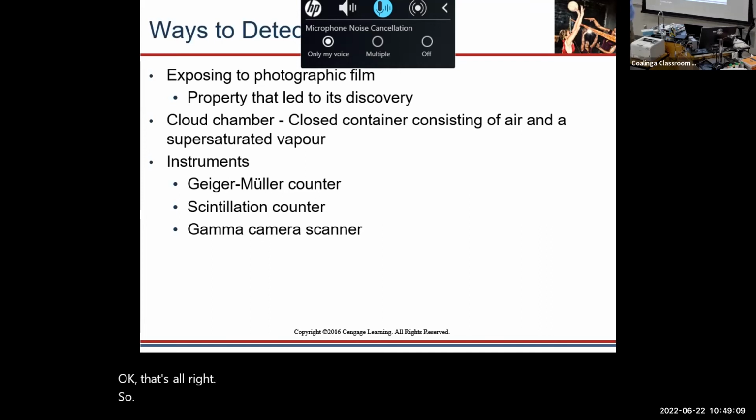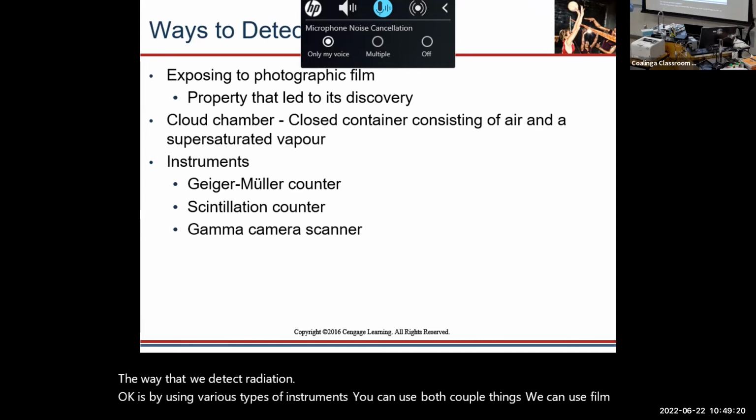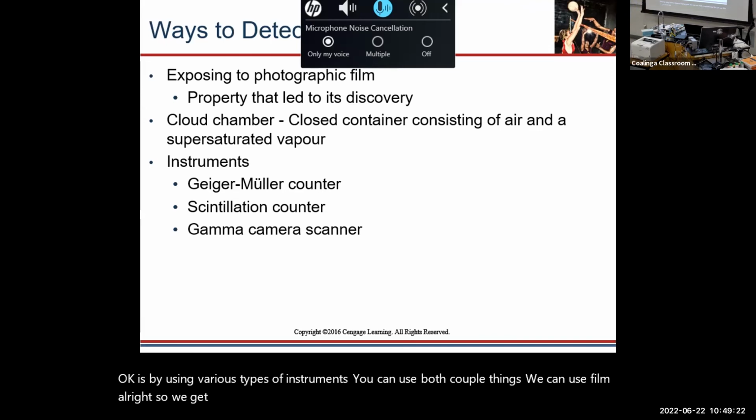Now, the way that we detect radiation, okay, is by using various types of instruments. You can use, well, a couple. We use film, right? So we get radiation and we expose it to film. Then basically what will happen is it'll turn that area black.